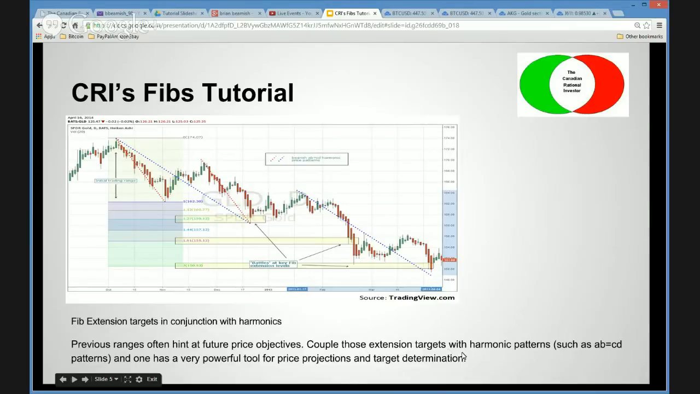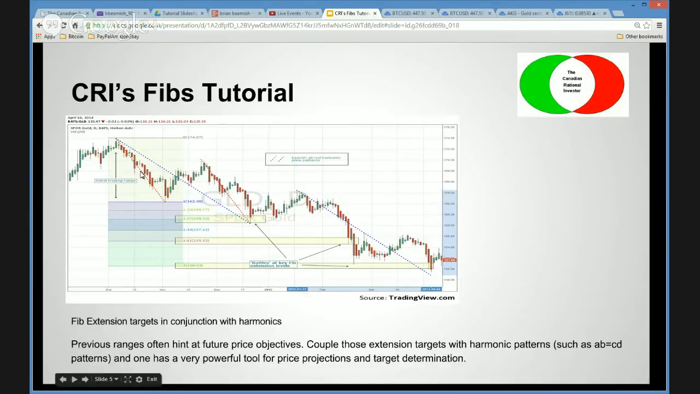So couple these extension targets with harmonic patterns, such as the ABC equals CD pattern, and one has a very powerful tool for price projections and target determination. So again, you need to reiterate that these extension levels are used as target identifiers. So, if you had taken this trade of the range breakdown, and if you believe in market structure, we could probably argue there's some M's in here you could trade. You'd use these extension levels as exits, not entries on new trades. That's a really important concept to understand.